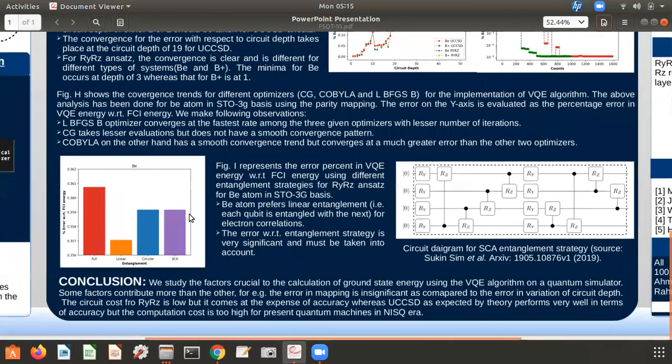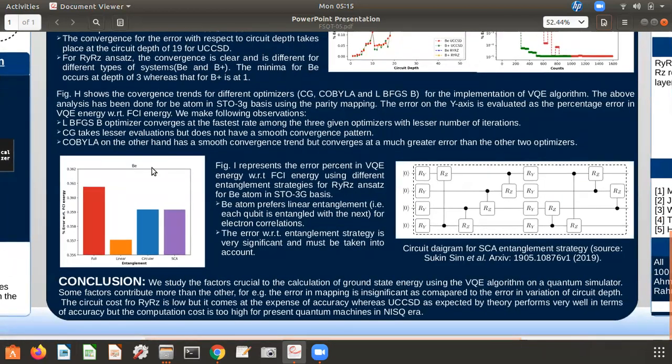Coming to the last plot, it is a plot for the beryllium atom taking different entanglement strategies. You see that the beryllium atom chooses the best entanglement strategy to be linear. That is, each qubit is connected to the next qubit. Others are full entanglement, where each qubit is connected to every other qubit, and circular entanglement, which forms a ring strategy. This is given in this circuit template.